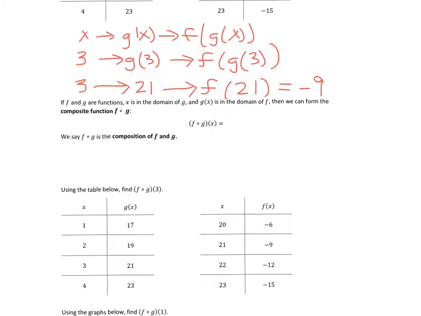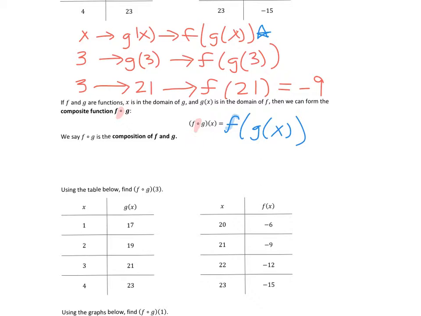If f and g are functions, x is in the domain of g and g of x is in the domain of f, then we can form the composite function f of g. All right, so that's what we did up here. We're just using a new notation, and the new notation is this open circle right here. So when we have this open circle, that's a composite function, and the definition is f of g of x. All right, so that's exactly what we did above. F of g of x, that was right here.